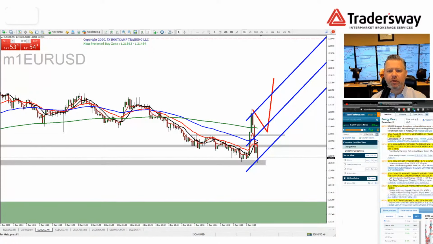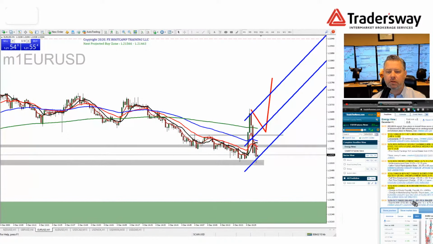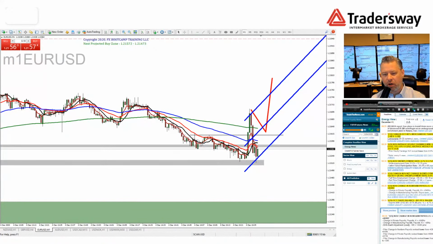Let me check to see if there were revisions. Let me get some data here. Prior NFP revised lower, but just by a bit, from 638 to 610. Not a big deal.